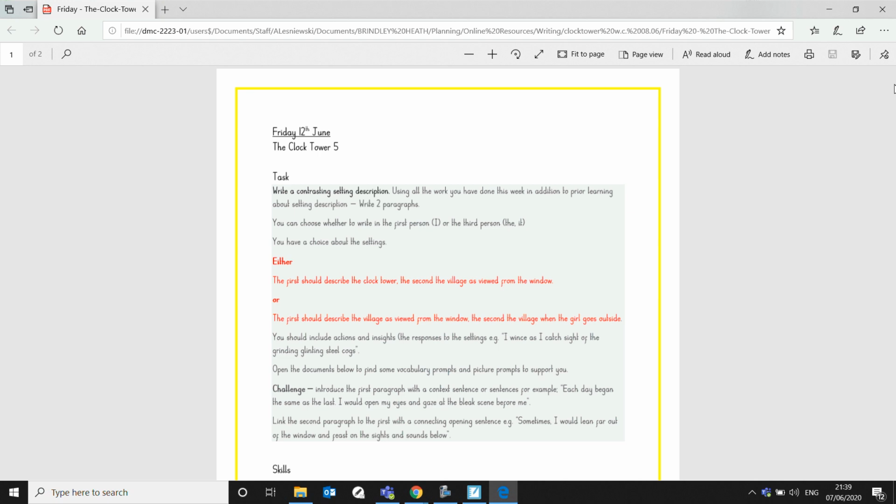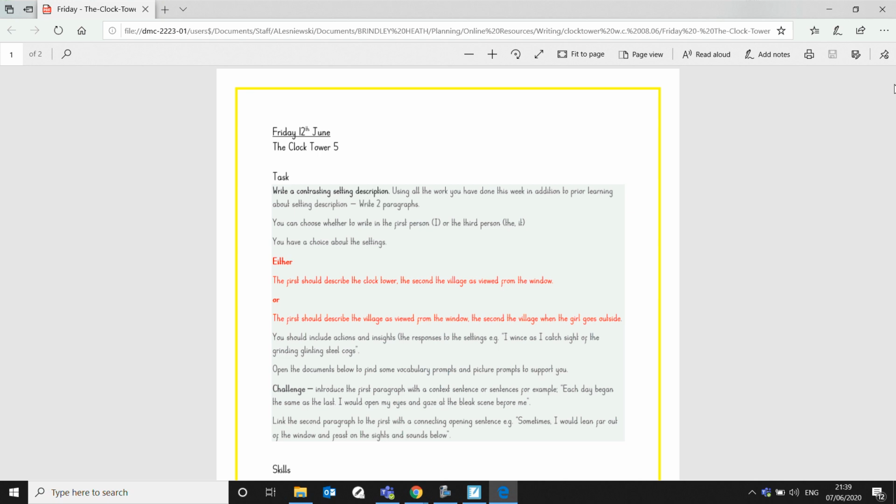You can either choose the first option, which is the first paragraph should describe the clock tower, and the second is the village as viewed from the window, or the first paragraph should describe the village as viewed from the window, and the second paragraph should describe the village when the girl goes outside.